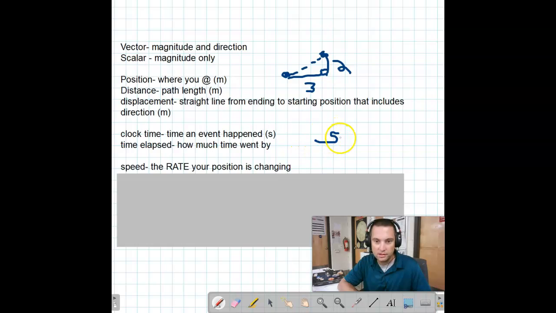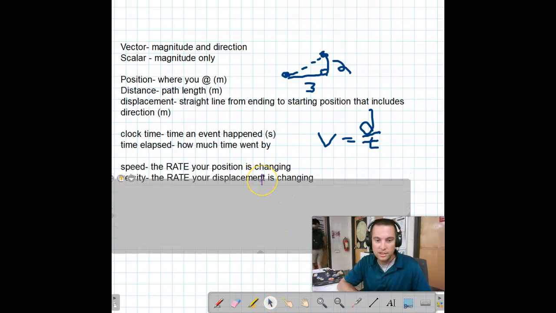So our speed, we'll use v, is our distance over time. Rate just means that you're taking something and dividing it by time. So it's changing with respect to time, is how we would say that.